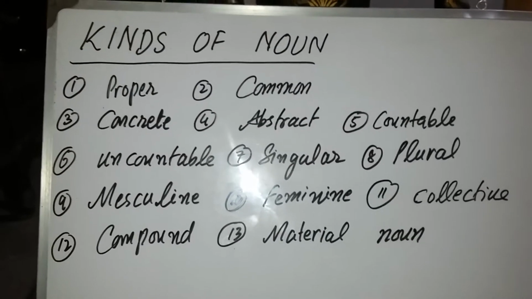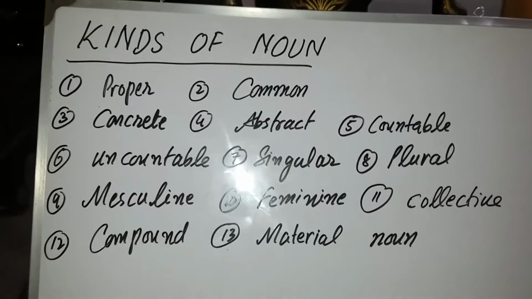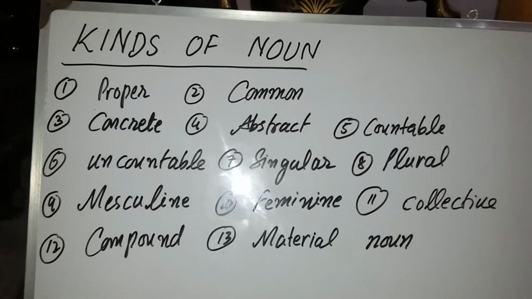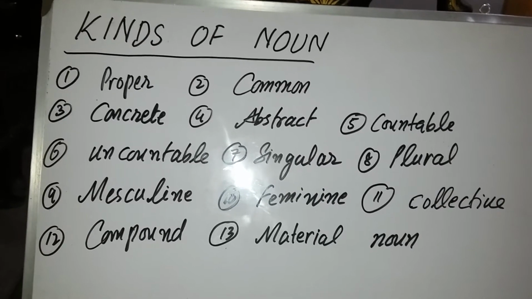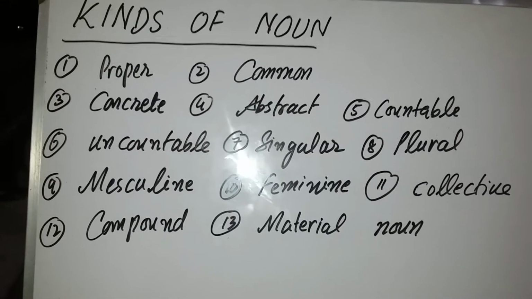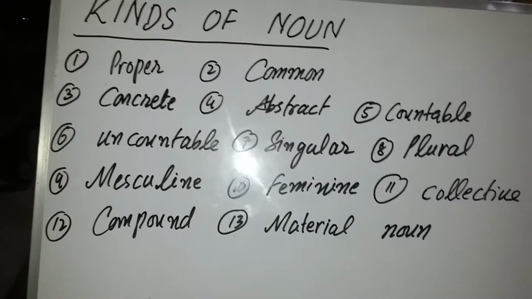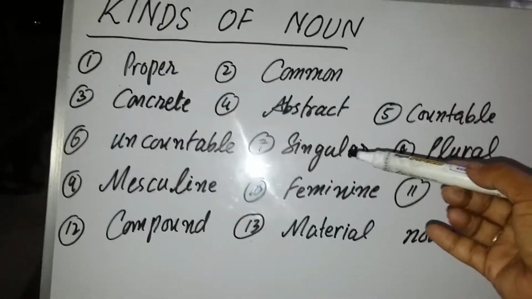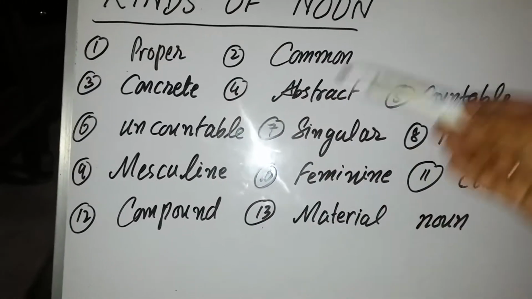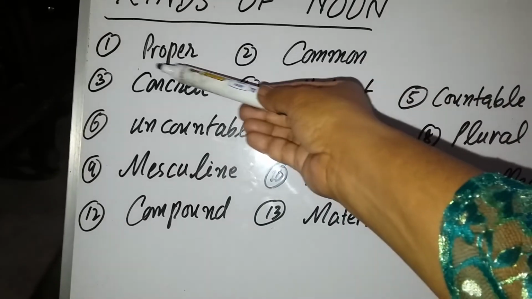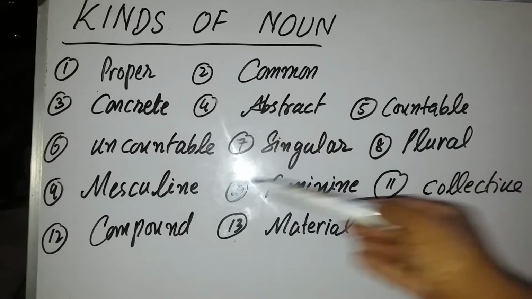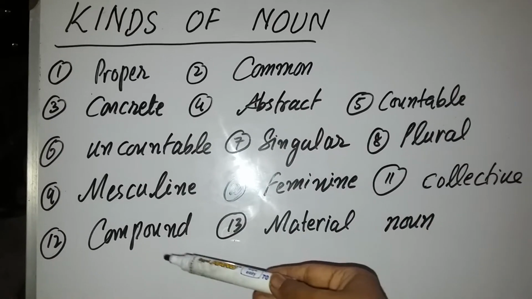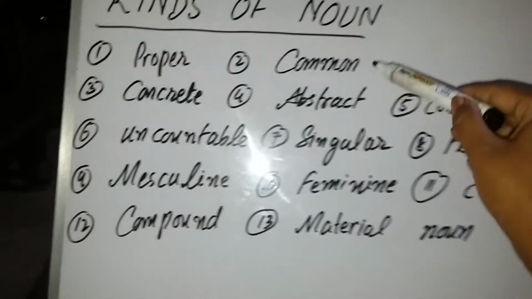So dear students, hope it will be clear to you what the definition of noun is and how many kinds of nouns there are, and I also taught you with examples. Now you will look at the board. There are written 13 kinds of noun: proper, common, concrete, abstract, countable, uncountable, singular, plural, masculine, feminine, collective, compound and material noun.